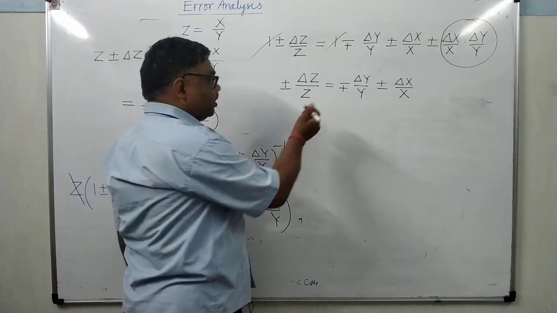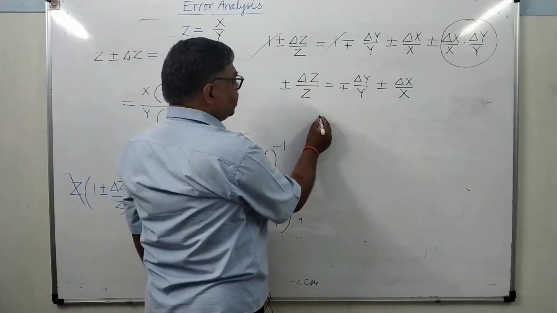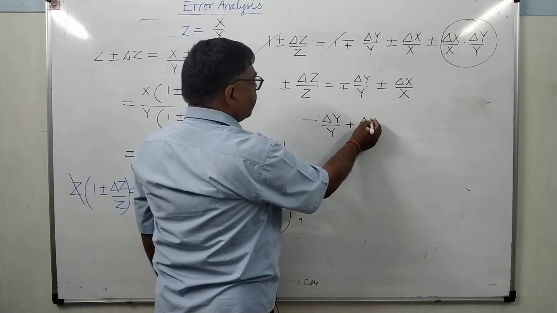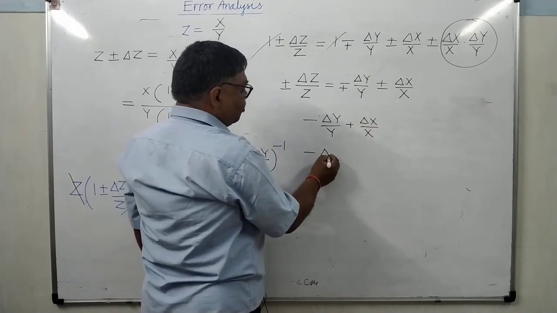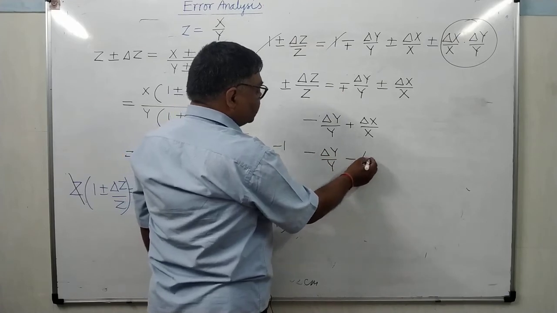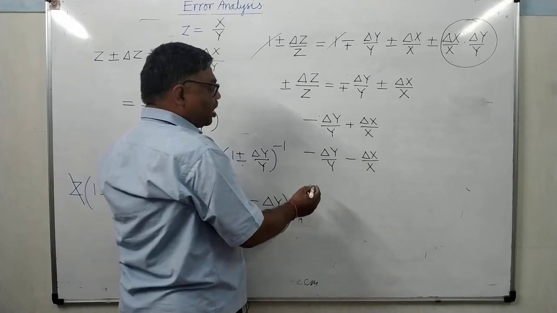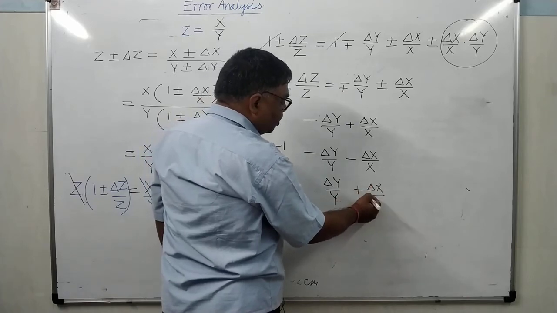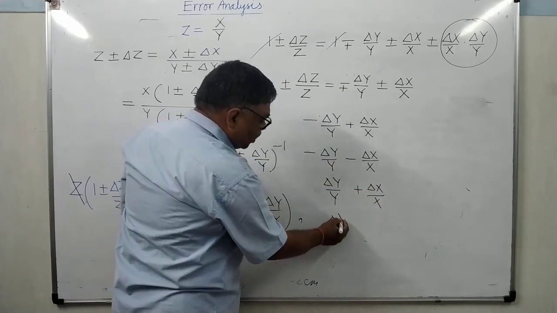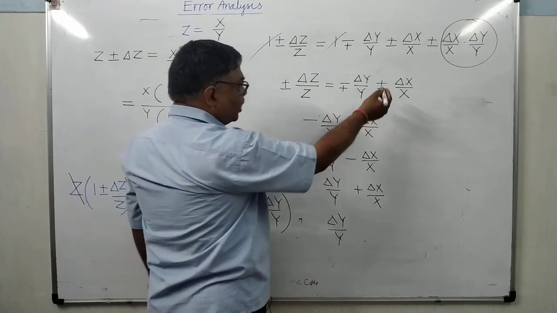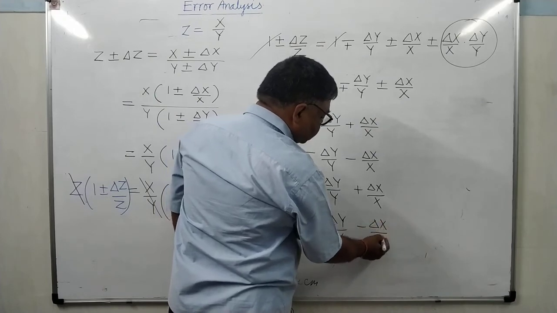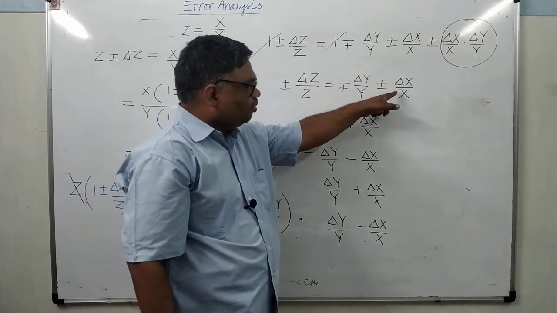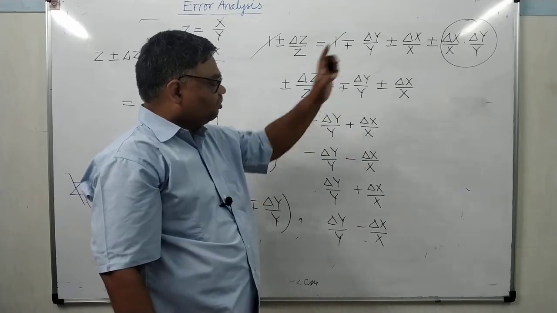So what are the possible relative errors in the z? So possible relative errors in the z may be minus delta y upon y plus delta x upon x, or it will be minus delta y upon y minus delta x upon x, or it may be delta y upon y plus delta x upon x, or it will be delta y upon y, its sign plus, and here it is minus delta x upon x. It's clear? Once I took this with minus and this with plus sign, then this with minus and this with minus sign, then similarly with that.